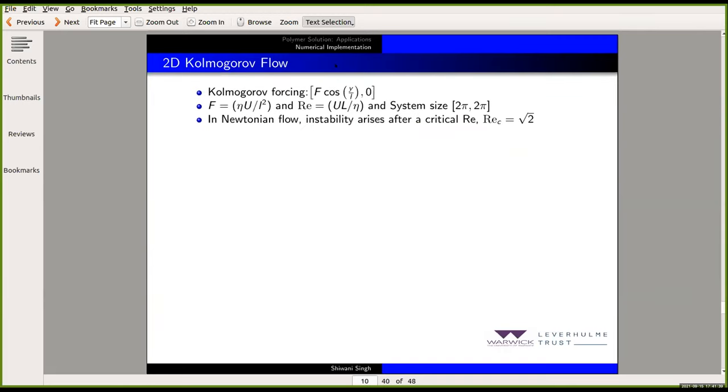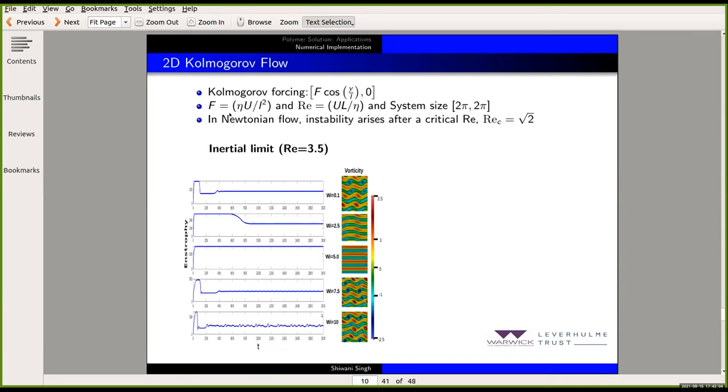We are considering a two-dimensional Kolmogorov flow for the benchmarking. Kolmogorov flow is basically a cosine force in y along the x direction, and the system size is 2 pi cross 2 pi. In the Newtonian flow limit, we see that the instability arises when the Reynolds number crosses root 2. So we are considering two cases. One, when there is already an instability, so we are considering Reynolds 3.5.